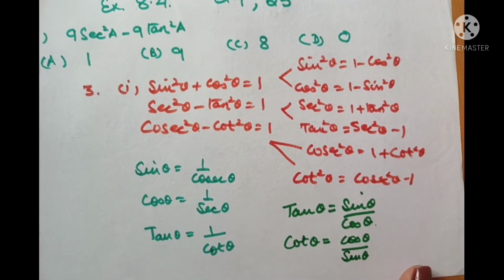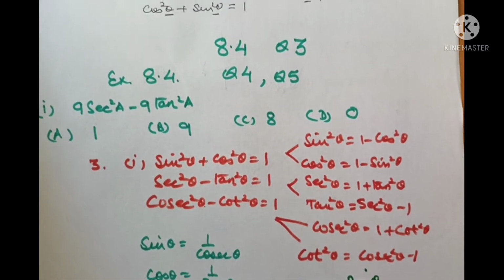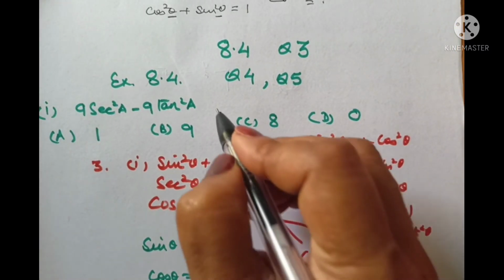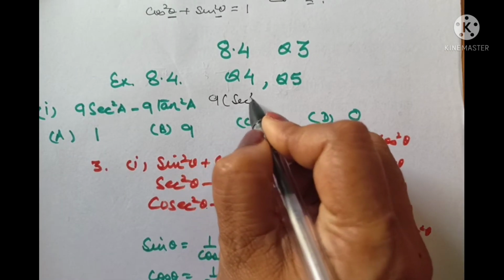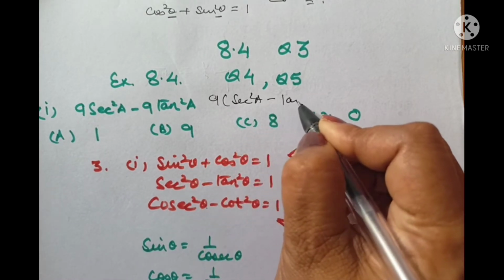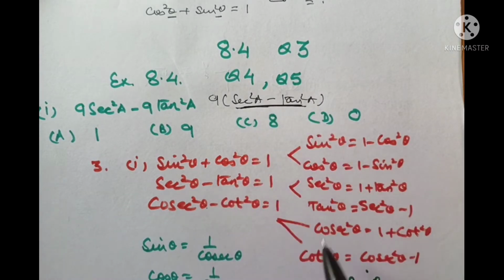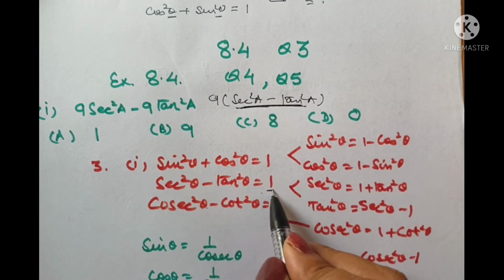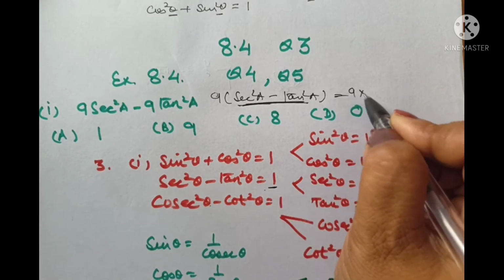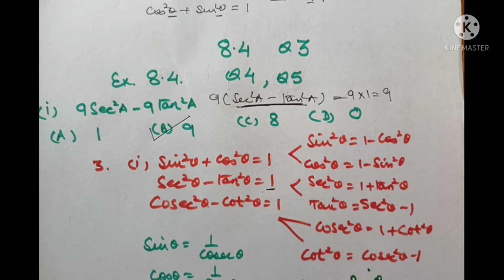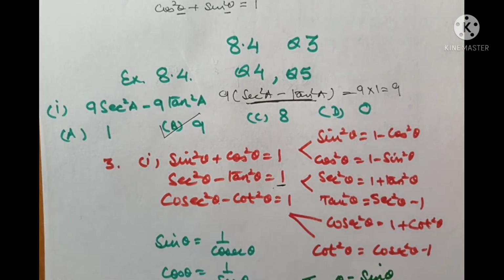And now let's do the first part. See, in the first part, if I take 9 common, what am I left with? Secant square A minus tan square A. And this is the identity. I know that secant square A minus tan square A is 1. So my answer comes out to be 9 into 1, that is 9, and B is the right option. So I hope you get it. Let's go to the second part.